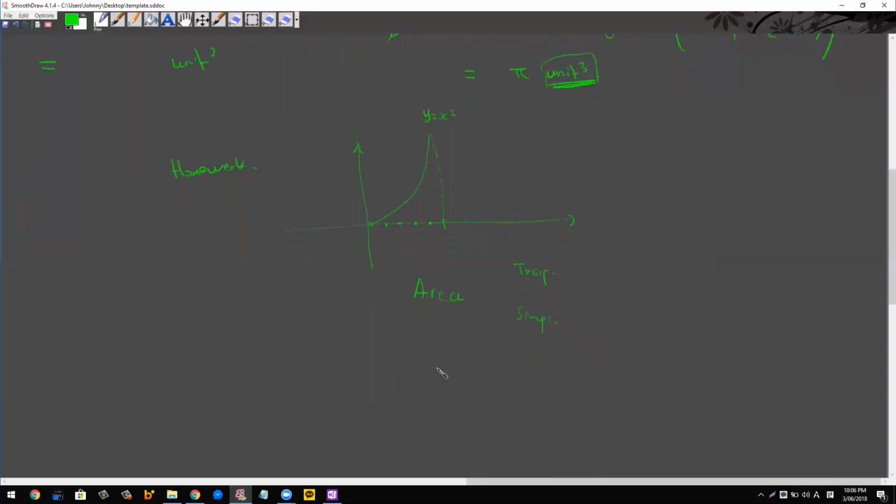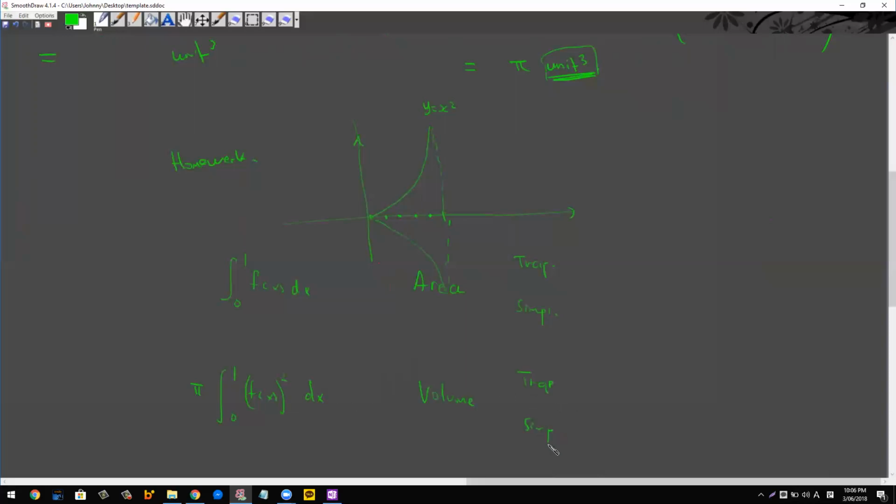All right. So area is the integral from 0 to 1 of f of x dx, right? Now figure out the volume generated by this, all right? Which is pi times the integral from 0 to 1 of f of x squared, okay? Using the trapezoid rule, using Simpson's rule. Try this by yourself. We'll call it a day. So this will be your homework.